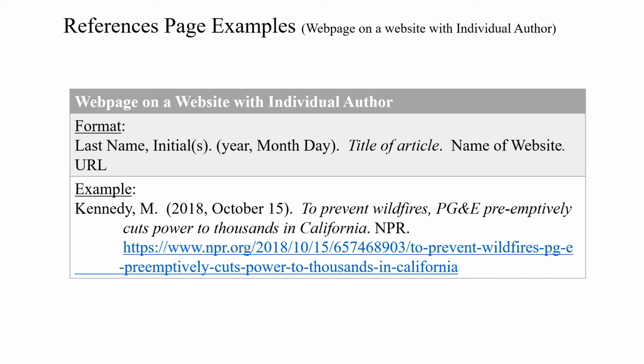The title was italicized and in sentence case. Note that California, however, is capitalized because it is a proper noun. The article was found on the NPR website, which is the National Public Radio website, and the reference ends with an active URL to the web page.